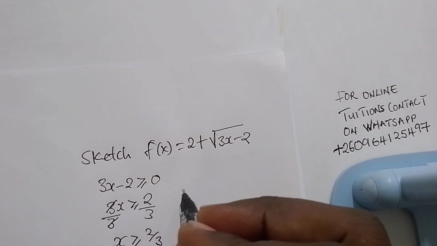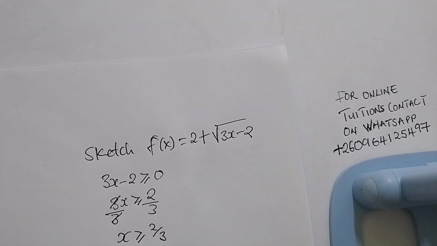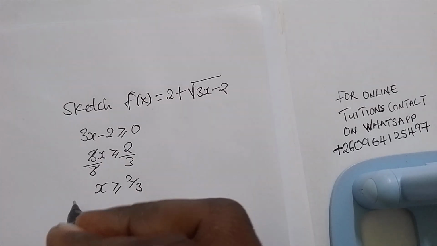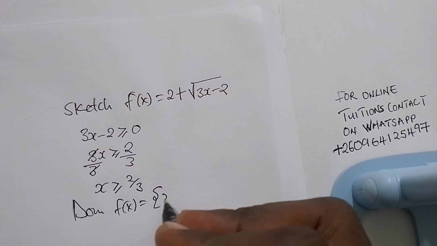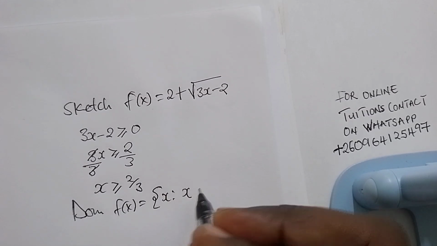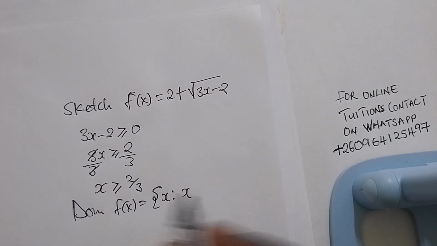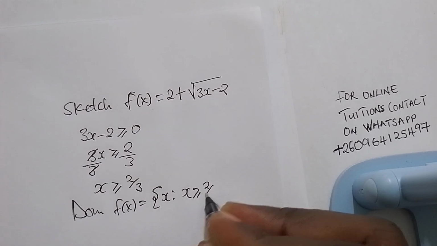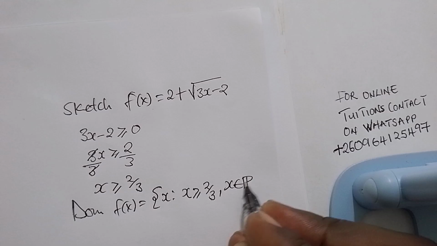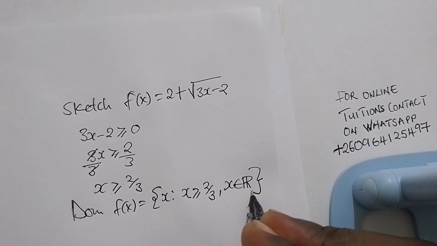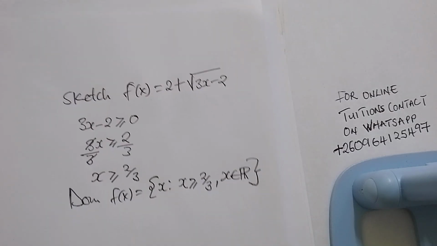This means that the domain of this function will be f(x) is such that x is greater than or equal to 2/3, and this x should be from the set of real numbers. We have the domain for that function.